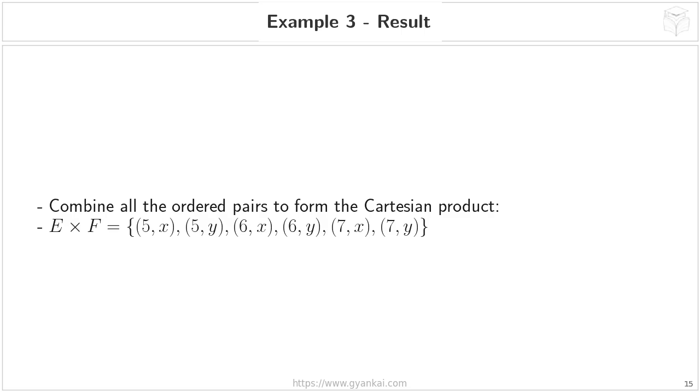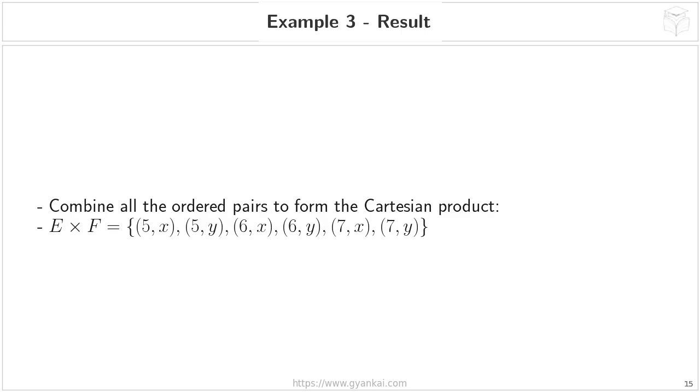Remember, each of these pairs represents a combination of one element from E and one element from F, and as we've emphasized, the order within each pair is crucial. (5, x) is distinctly different from (x, 5). If you count them up, you'll notice we have 6 ordered pairs in total.